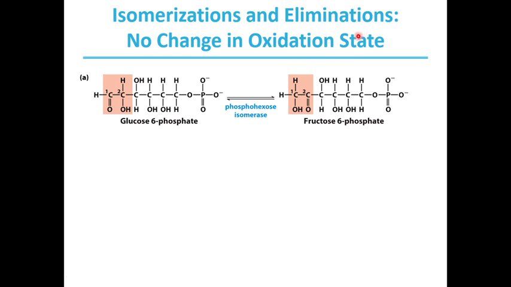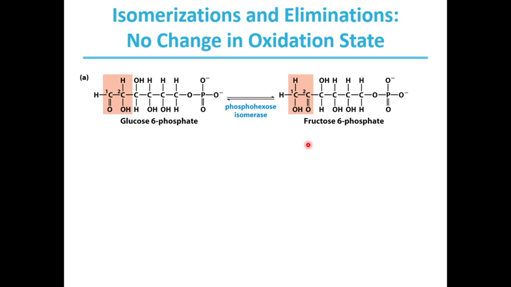Isomerization and elimination reactions happen in cells. And in those kinds of reactions, there is usually no change in oxidation state. For example, the conversion of glucose 6-phosphate to fructose 6-phosphate is catalyzed by the enzyme phosphohexose isomerase. In this reaction, as you can see, the starting material glucose 6-phosphate has a carbonyl on carbon 1 and a hydroxy on carbon 2. That just got interchanged in fructose 6-phosphate, which now has a hydroxy at carbon 1 and a carbonyl at carbon 2.